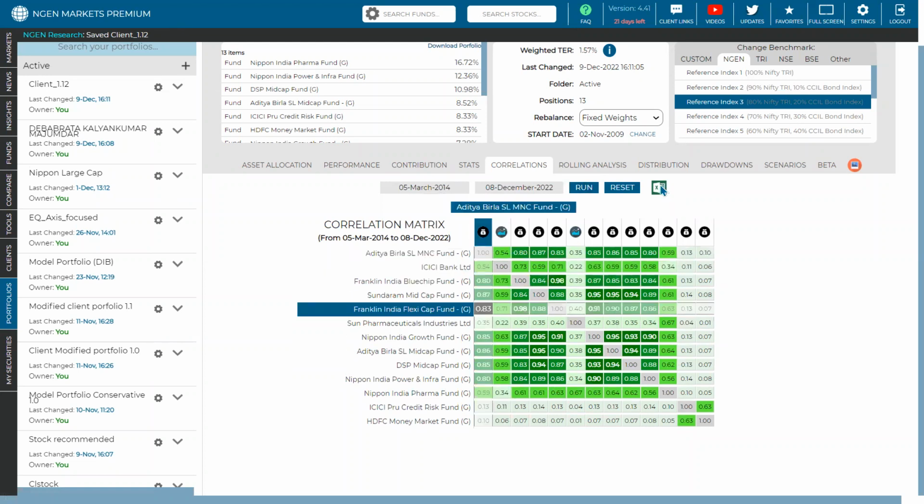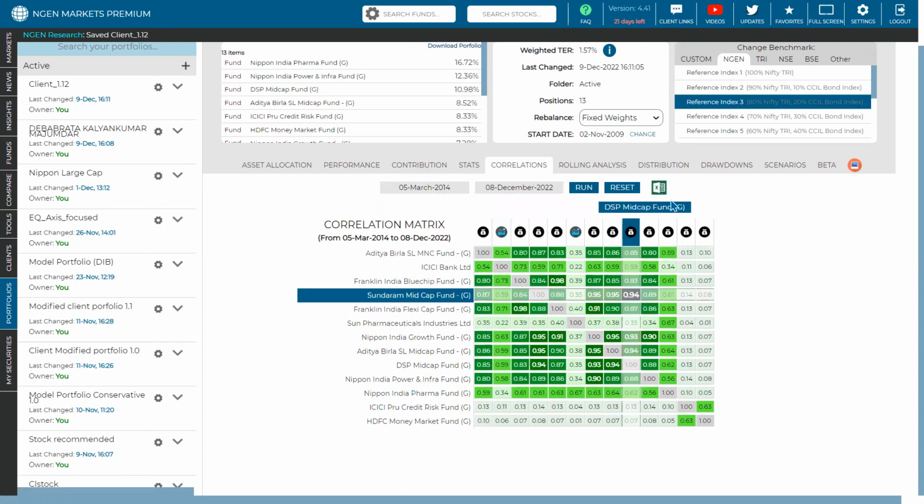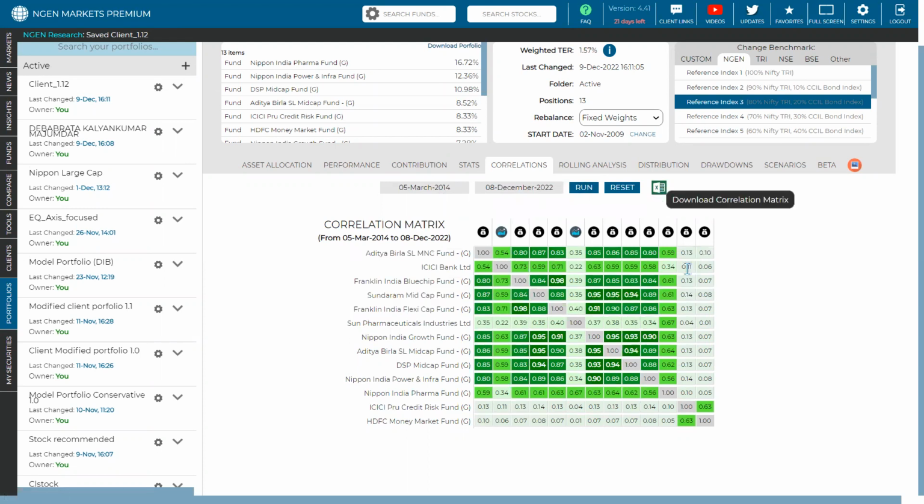And you can also download this correlation matrix in Excel if you want, for your own customized analysis, and that's specifically for the correlations. Now, what about positional overlap?